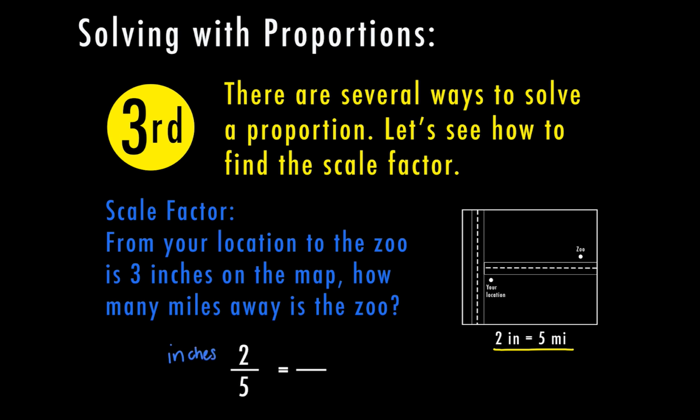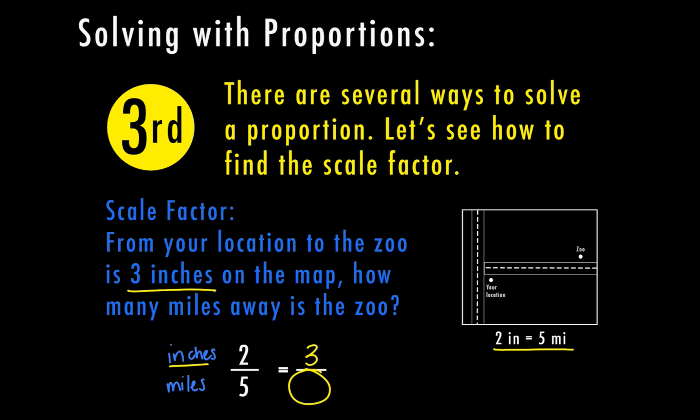And then we have 5, which is our miles on the bottom. So let's see here. If 2 inches is 5 miles, we want to find out here 3 inches. So would our 3 inches go on the top or on the bottom? And I'm going to put it on the top because my inches is on top. Now I can use that information to solve for the distance that I am from the zoo in real life.